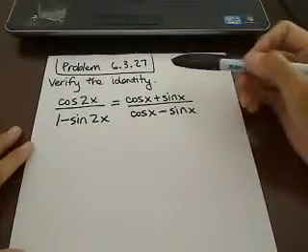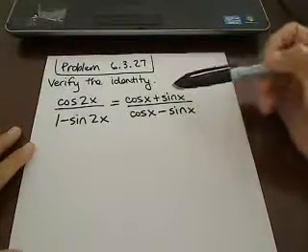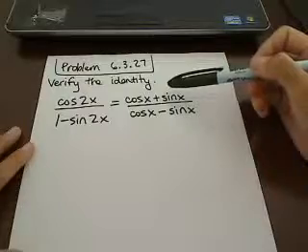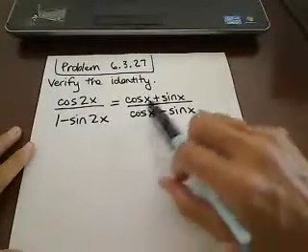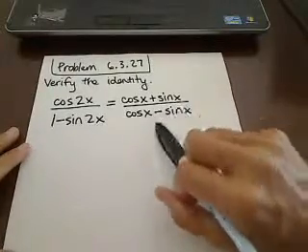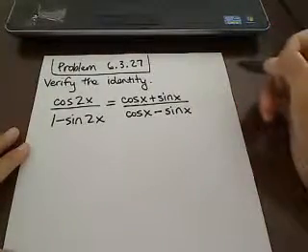Okay, so this is problem 6.3.27. They ask us to verify the identity, and they give us cosine of 2x over 1 minus sine 2x equals cosine x plus sine x over cosine x minus sine x.